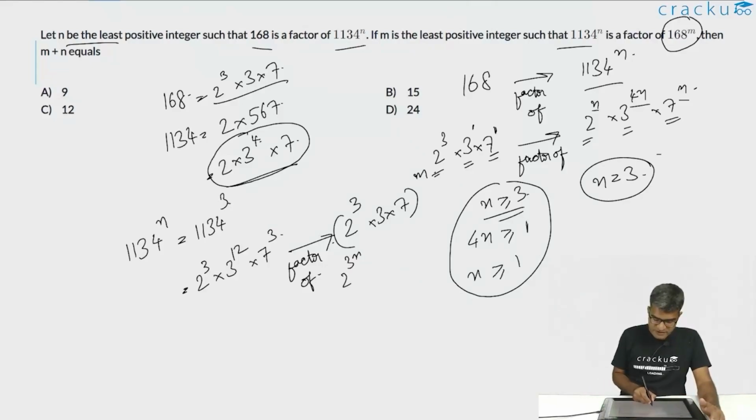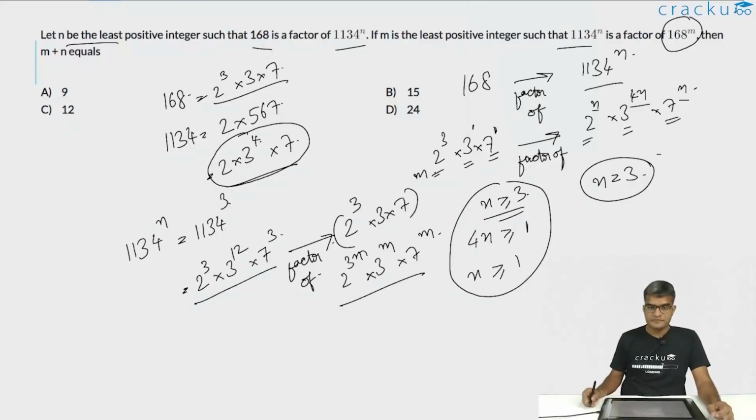This is 2 to the power 3m into 3 to the power m into 7 to the power m. Again, if this number is a factor of this number, it would imply that 2 cube has to be less than or equal to 2 to the power 3m. That is, 3 has to be less than or equal to 3m.